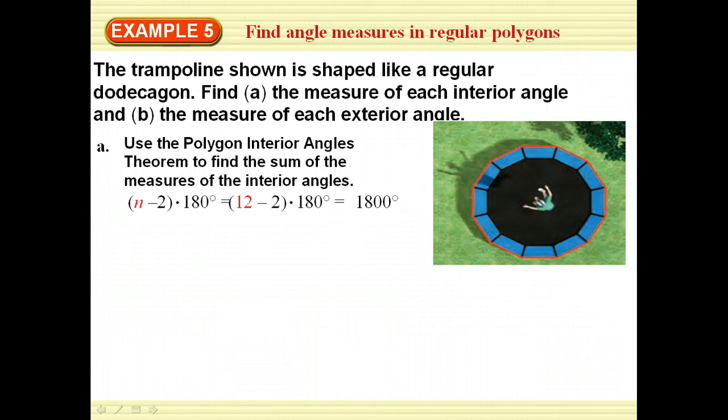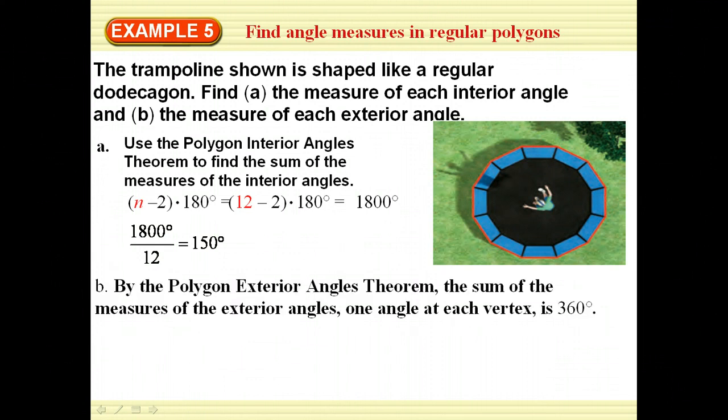Now, each interior angle, there are, what did we say, 12 of them? So we divide 1800 by 12, since this is a regular dodecagon. That means it's got equal angles, equilateral and equiangular actually. And so that's 150. If we use our sum on the outside, 360 divided by 12 is 30 degrees.